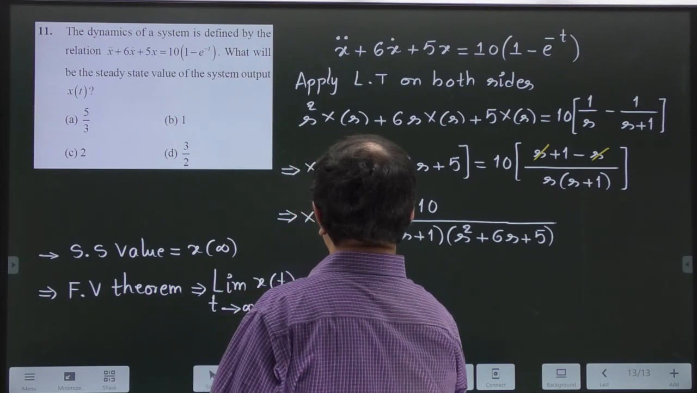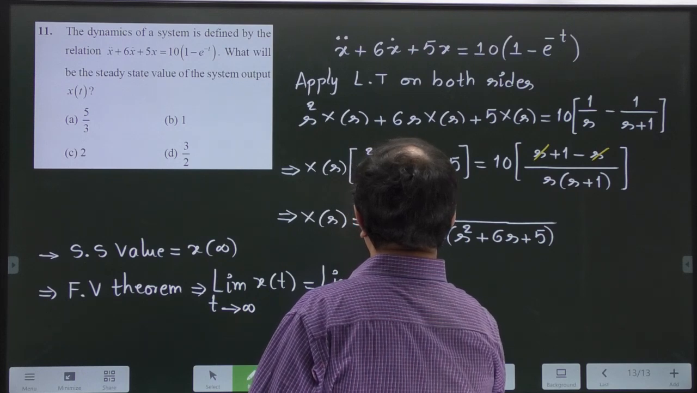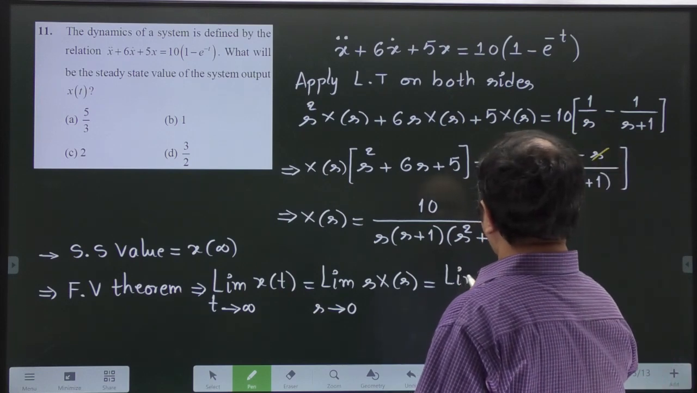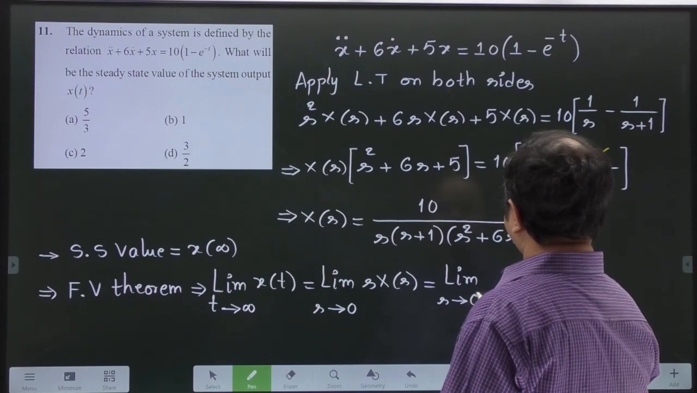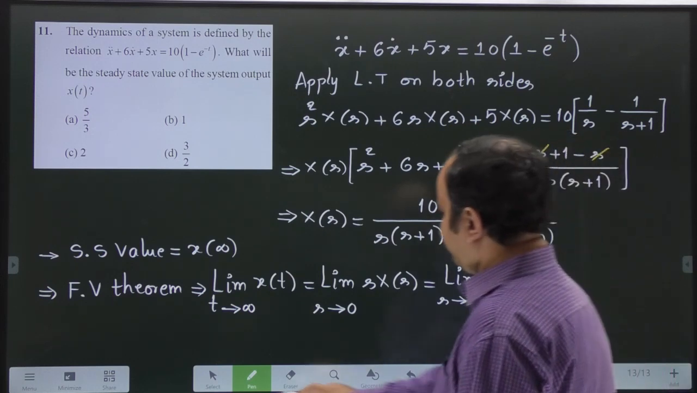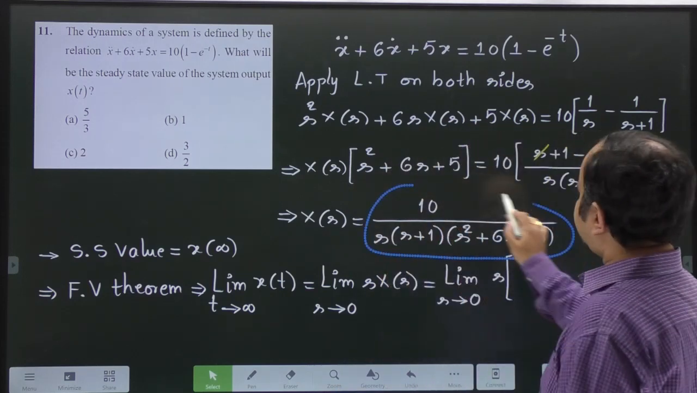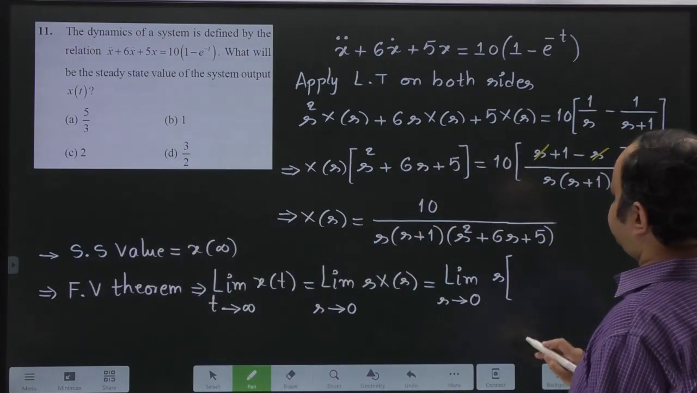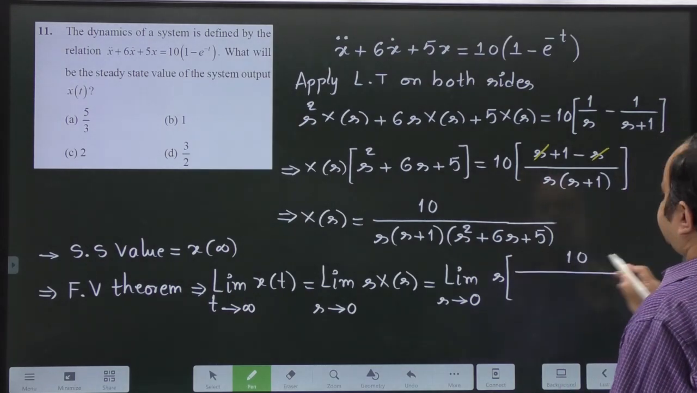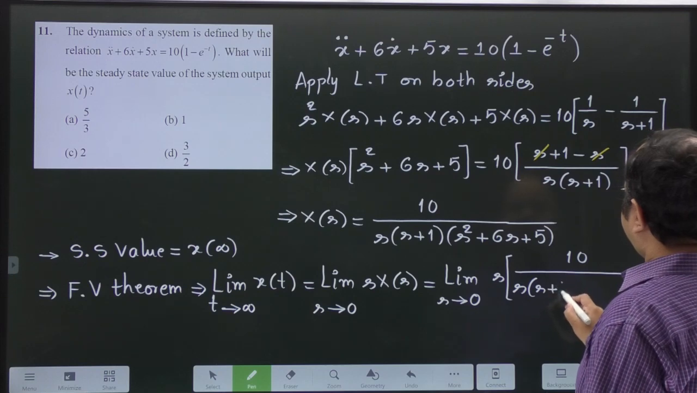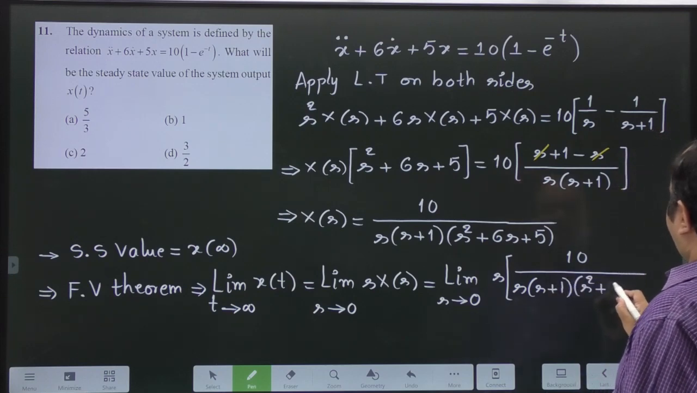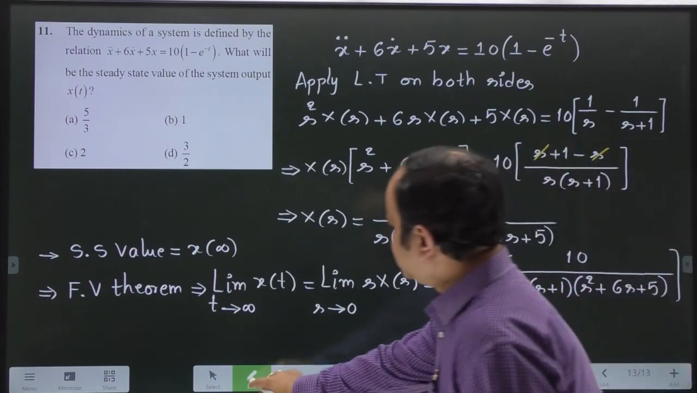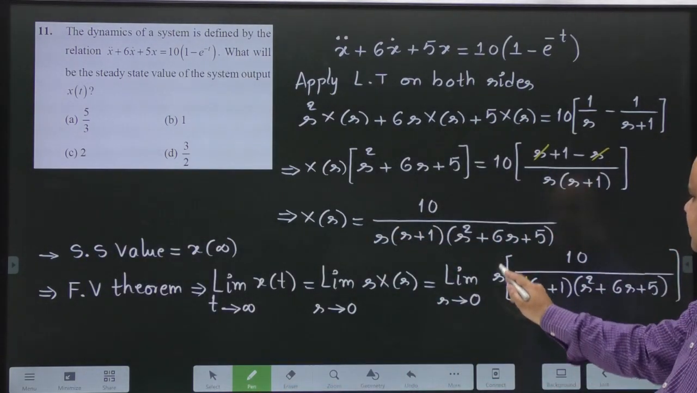limit s tends to 0, s multiplied with x of s. Therefore, limit s tends to 0, s multiplied with x of s. I can substitute this x of s here. Let me write down 10 divided by s into s plus 1 into s square plus 6s plus 5, right? So here I can cancel this s and s.